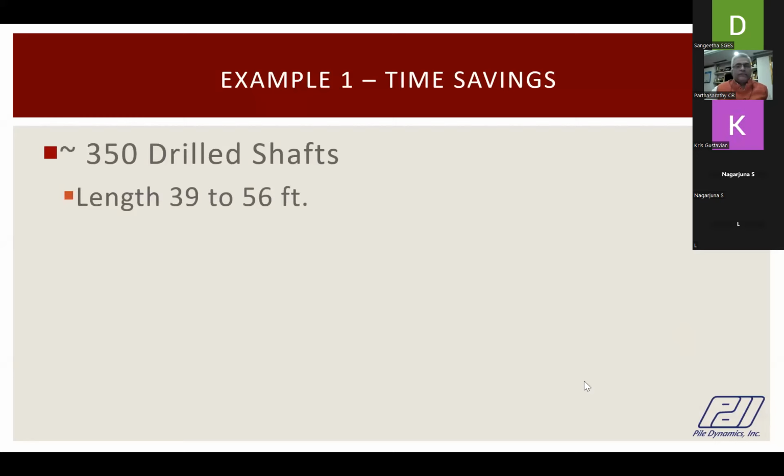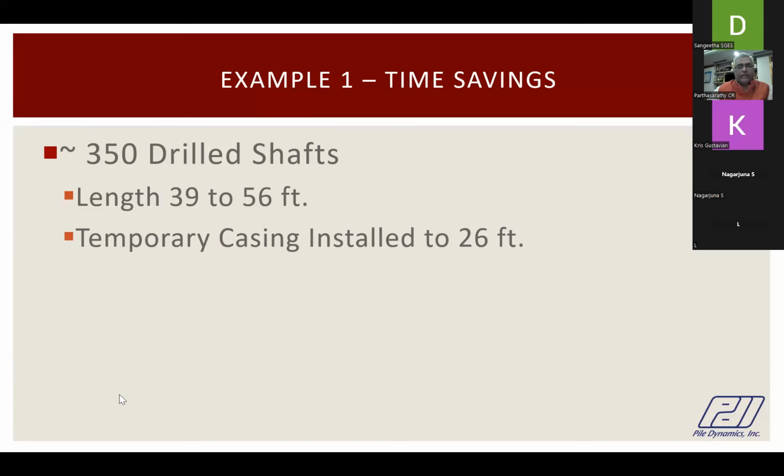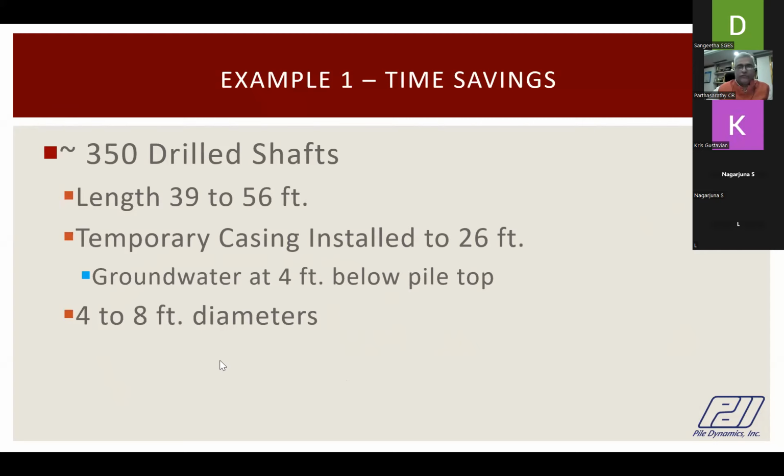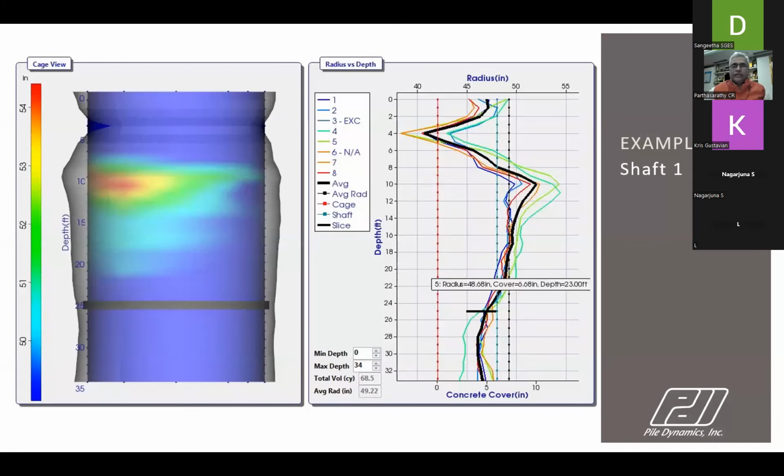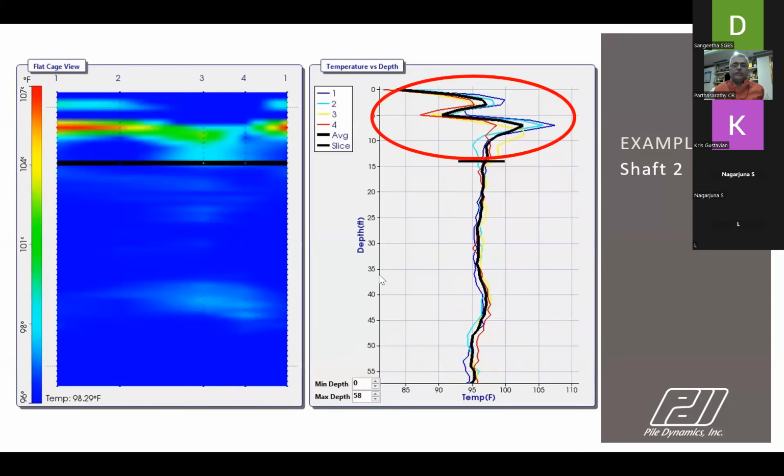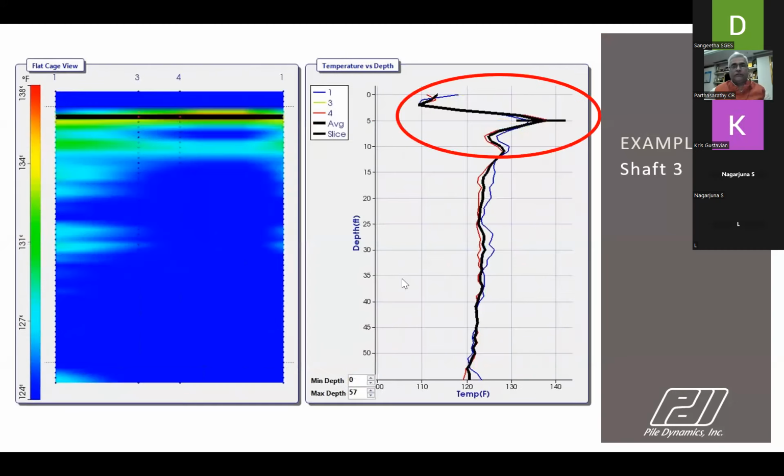So 350 drill shafts were planned to be installed in a project. The length was 39 to 56 feet. Temporary casing was installed. Groundwater was at 44 feet below the pile top. And all these shafts were tested with TIP. Now, as you could see, the average temperature measurements give you a reduced temperature and thus a reduced effective radius. All the 6 shafts that were tested initially had this defect close to the pile top. All of them close to the pile top.